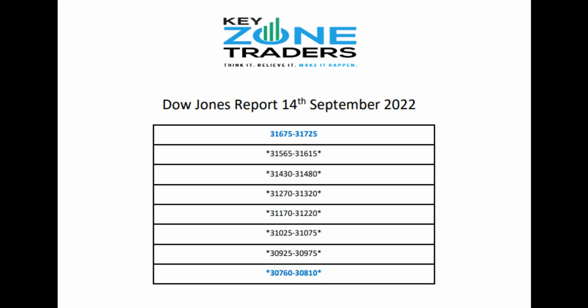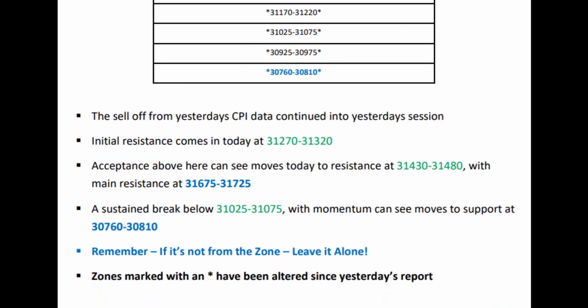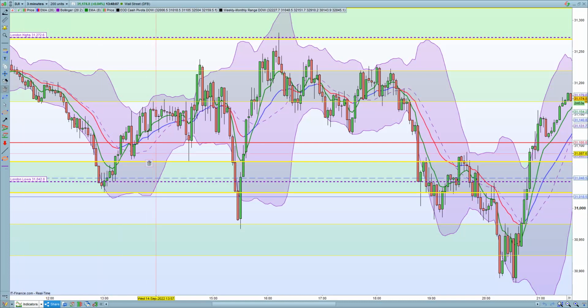Okay, so Dow, here were the zones that we had for the Dow yesterday. In the commentary, we said the initial resistance came in at 31,270 to 31,320, and we said sustained breaks below 31,025 to 31,075 with momentum could see moves to support lower at 30,076 to 30,810. So let's go and have a look at Dow action from yesterday.